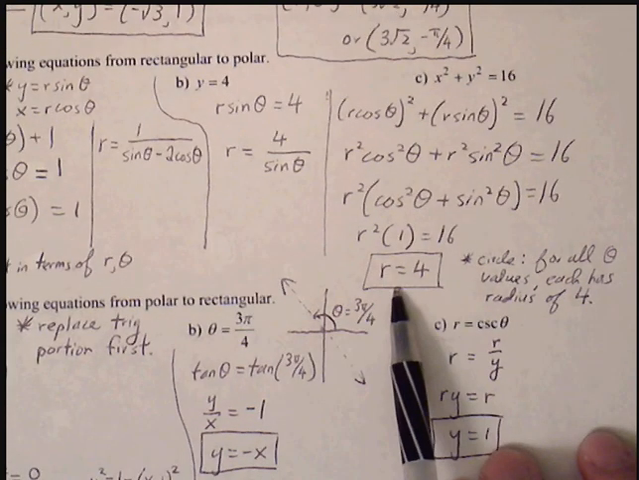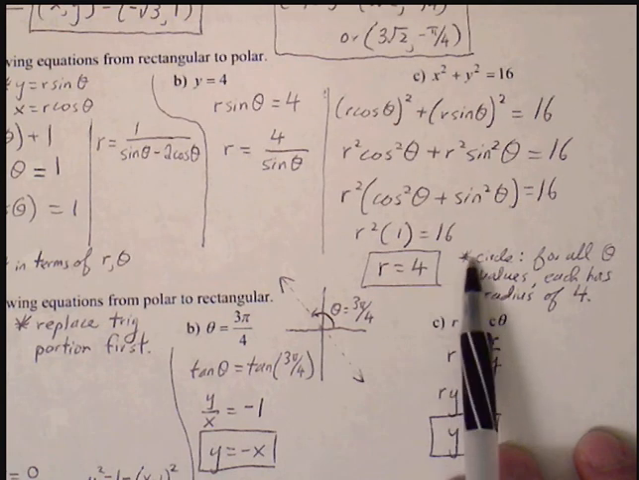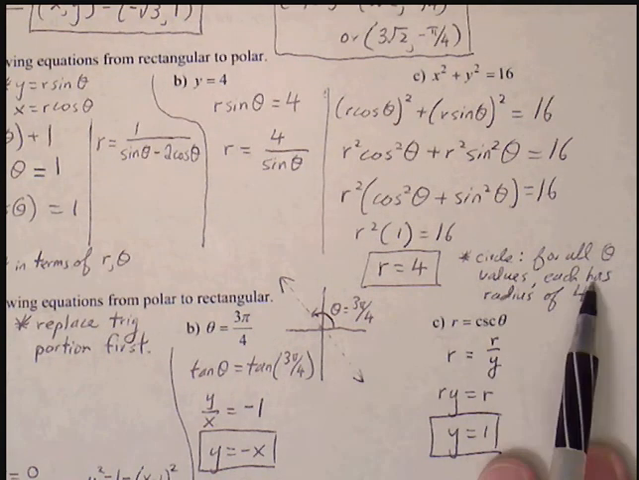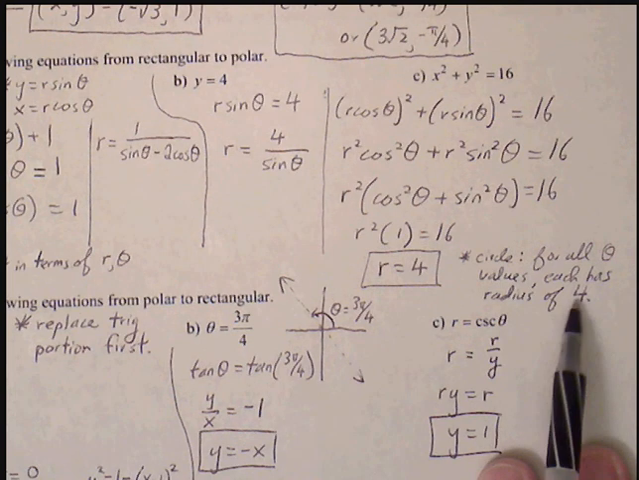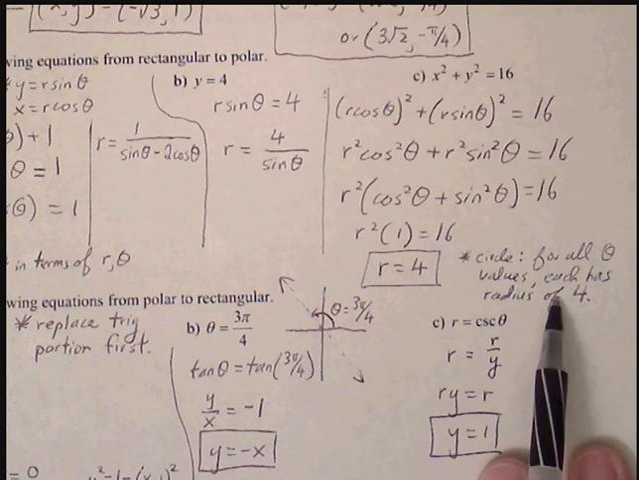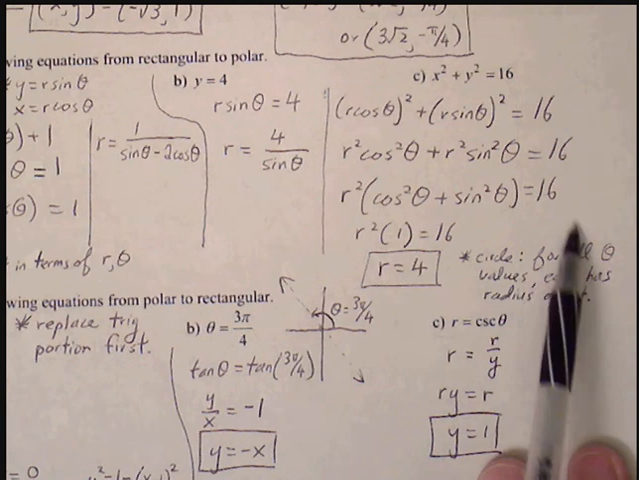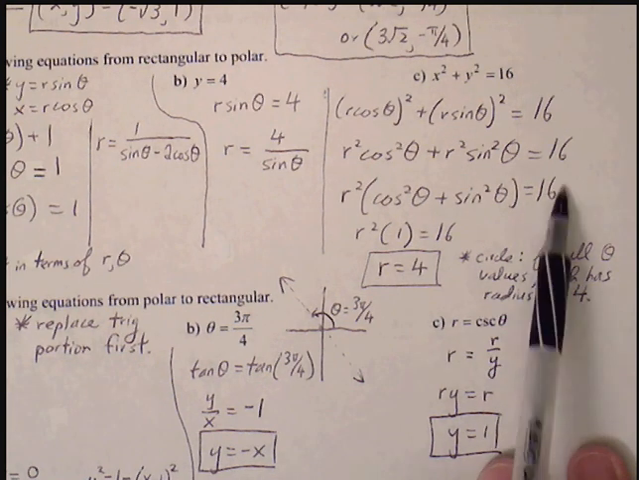And it makes sense, right? That means for all values of theta, all the angle values, for each angle value, we're going to create a radius of 4. So for every possible angle measure, we have a radius of 4 that will create a circle.